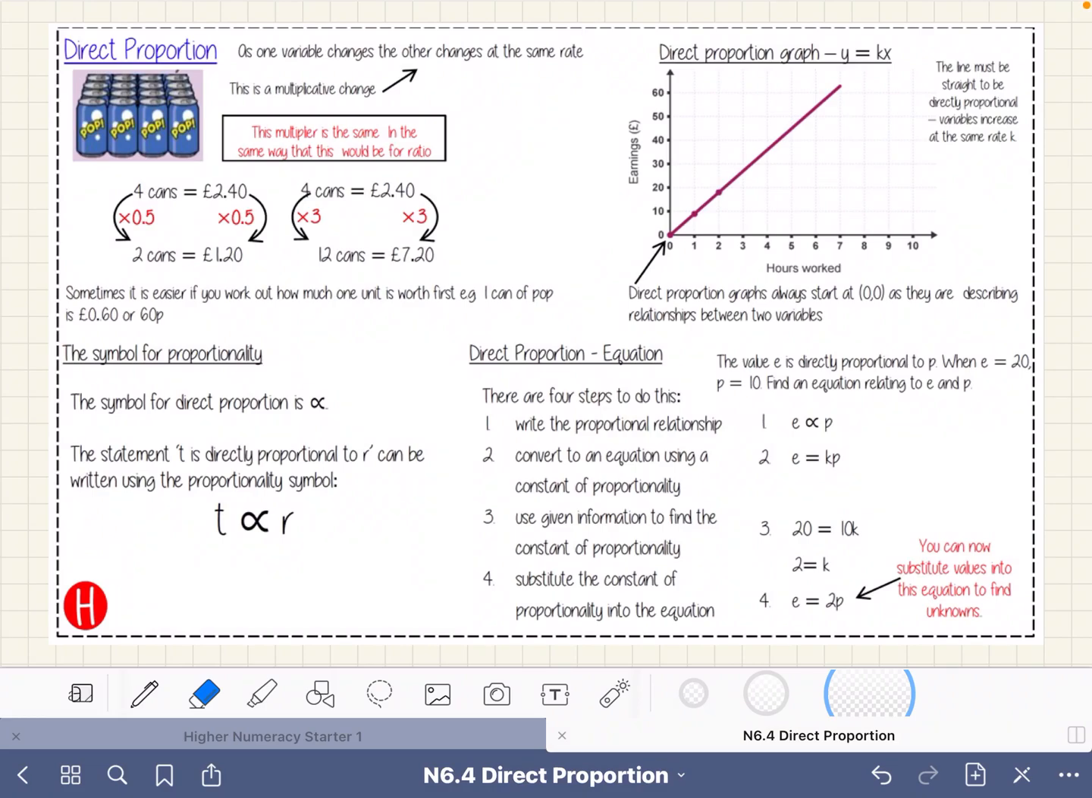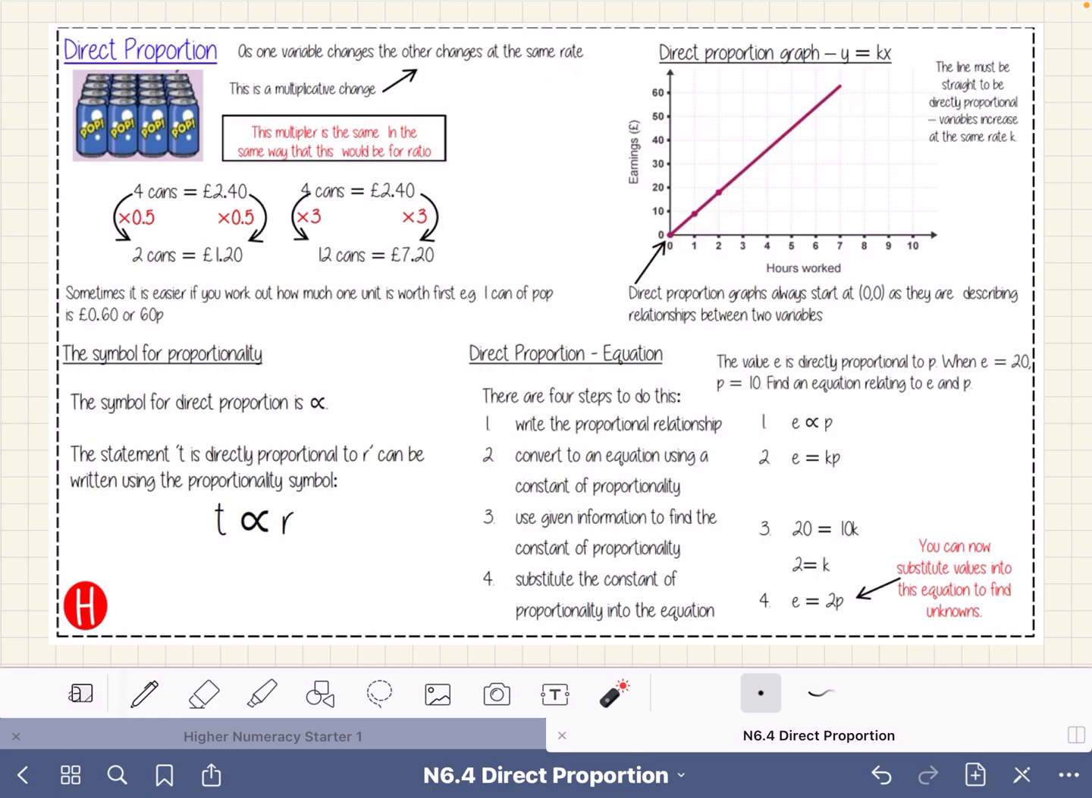In this video, we look at direct proportion. Direct proportion isn't something brand new to you. You would have experienced it when it comes to best buys, value for money, recipes, and exchange rates. And it means as one variable changes, the other changes at the same rate. This can be represented on a straight line graph.